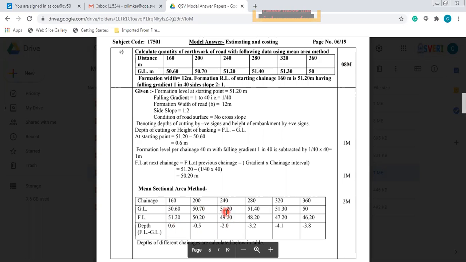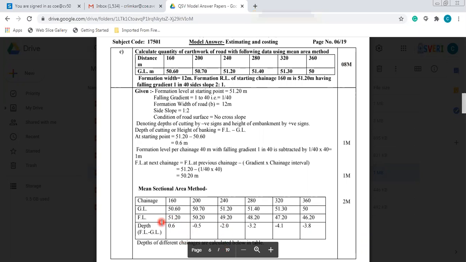49.20 minus 51.20, difference is minus 2. Here the difference at 280, here the difference is minus 3.2. At 320 the difference is minus 4.1. At 360 the difference is minus 3.8.